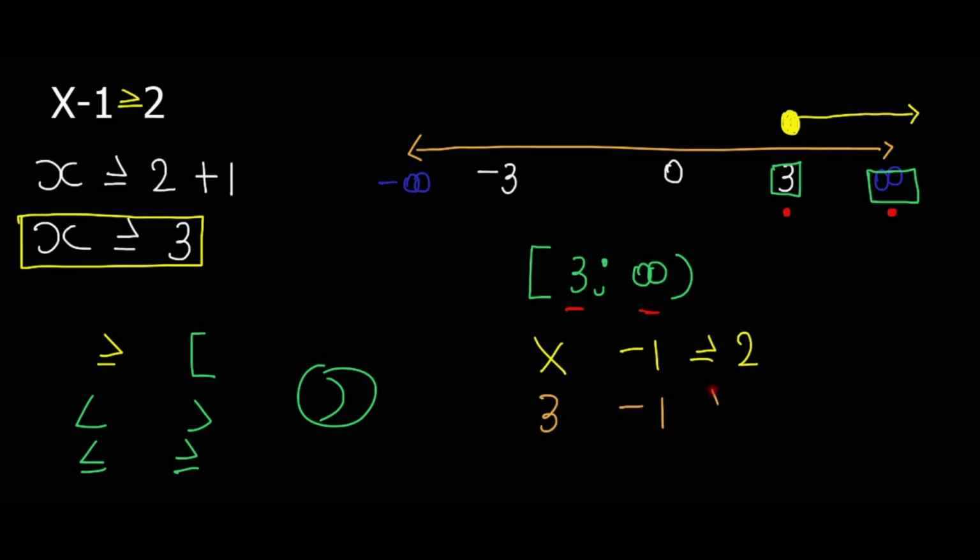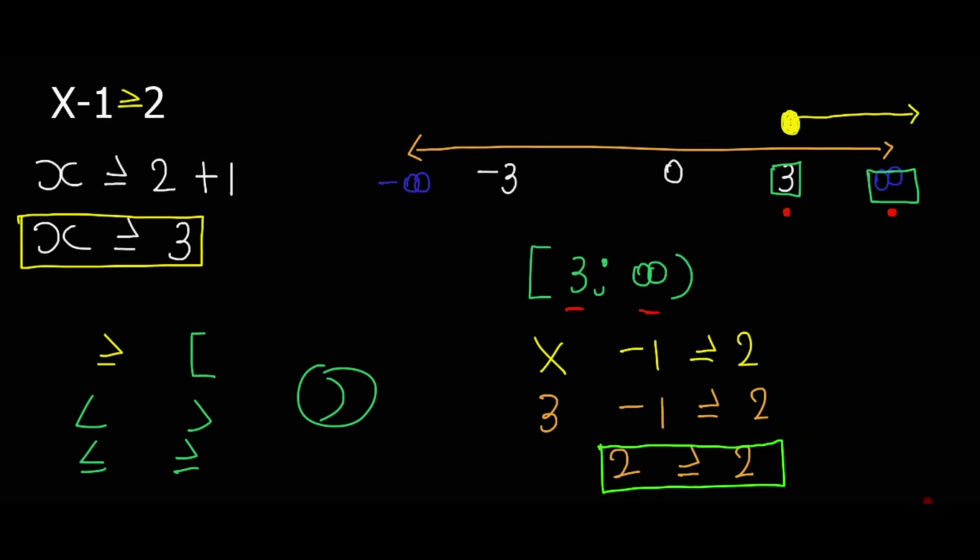3 minus 1 is greater or equal to 2. 3 minus 1 is 2. So this statement is true because this is greater or equal. 2 is equal to 2, so this statement is true. Even if we get any number that is greater than 3, like 4, this statement is true.